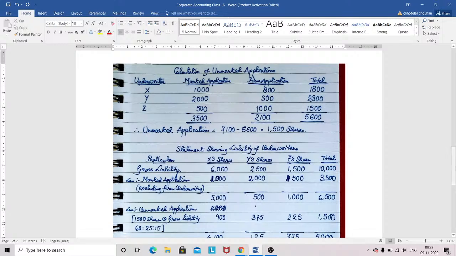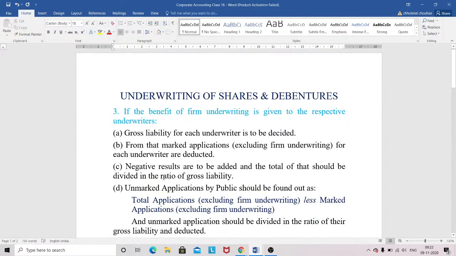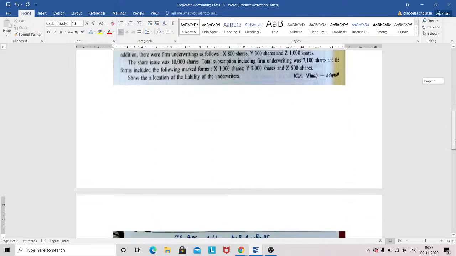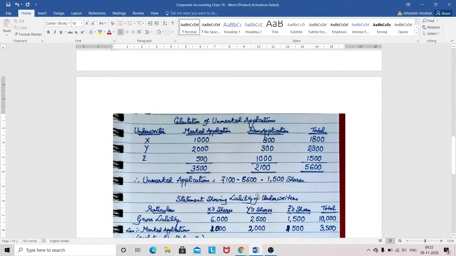Now come to my process down there. Here I had to just see that it is total application excluding form underwriting and marked application excluding form underwriting I have mentioned, but at the time of calculating, what I'm doing, I'm adding that particular marked application and the form underwriting. So this 5600 is actually your marked application including form underwriting.